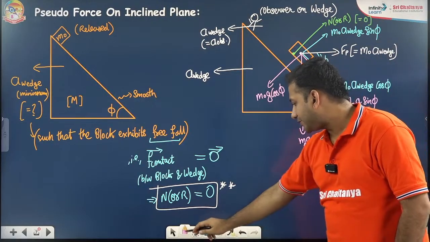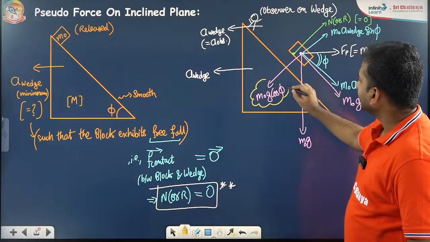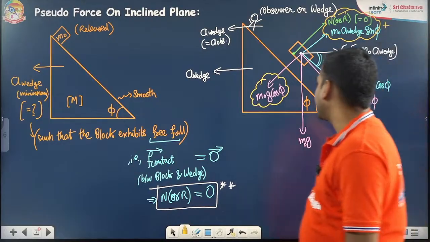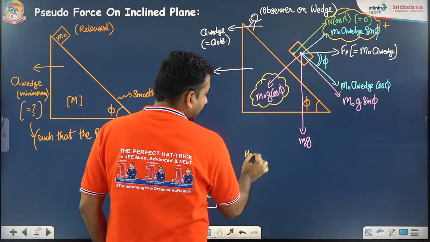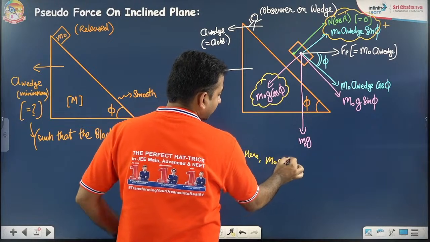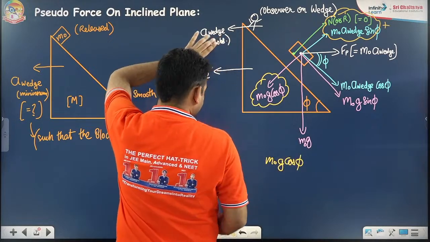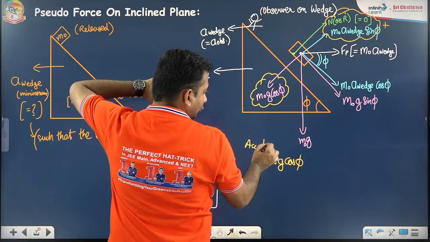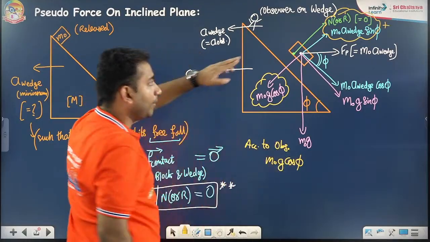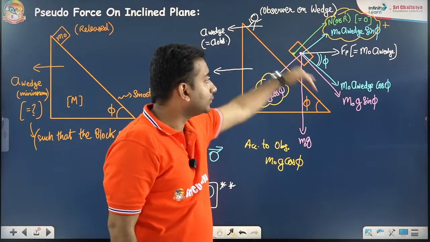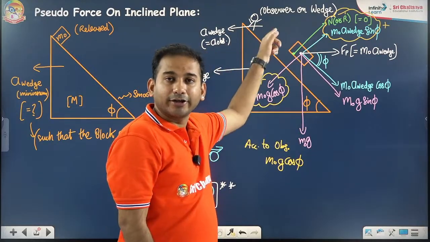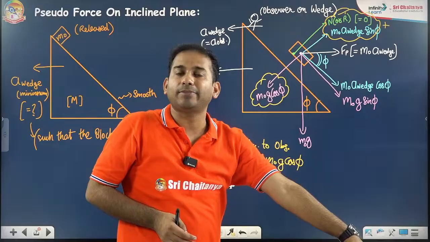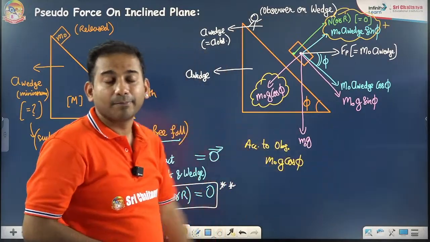So for normal reaction to be 0, or in case of free fall, what will you say? This plus this must be balancing. Normal plus this will be balanced by this. So here I can write m0 g cos phi, because according to this observer, you can't see the block moving like this. According to the observer standing on the inclined plane, you can only see the body slipping along the inclined plane. The observer can't see the body moving perpendicular to the incline.